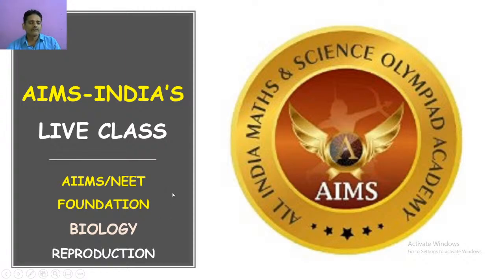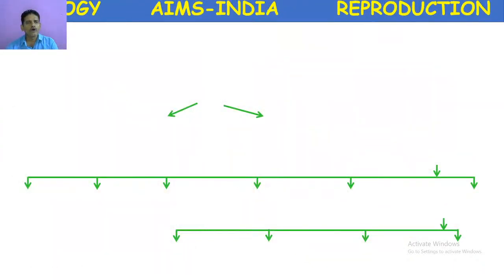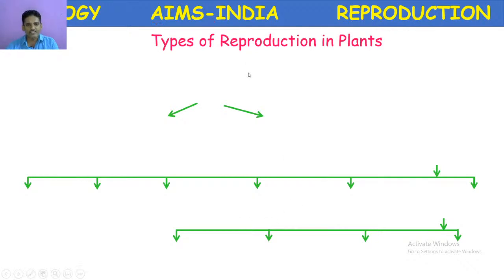In this class, we are going to discuss some important concepts related to reproduction. Reproduction is a very important characteristic feature of all living organisms. What are the basic characteristics of all living organisms? There are three main characteristic features of living organisms. The first one is growth, the second one is reproduction, and the third one is response to stimuli. So reproduction is one of the most important characteristic features of all living organisms.